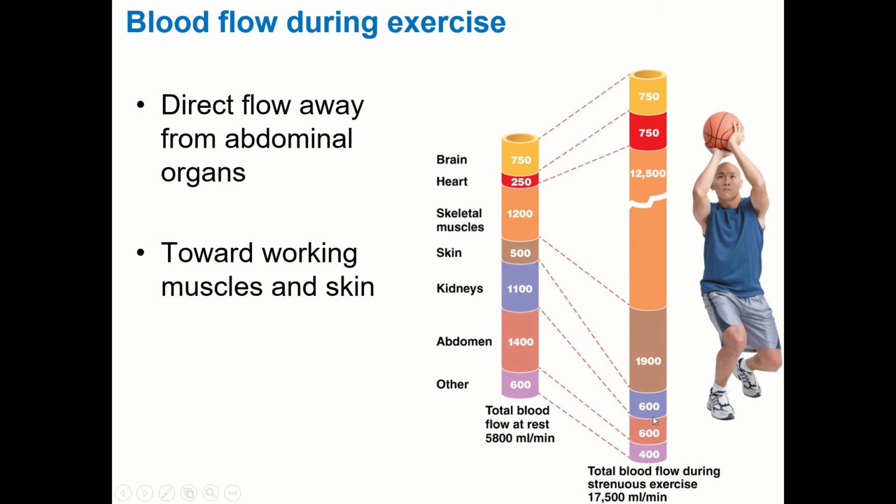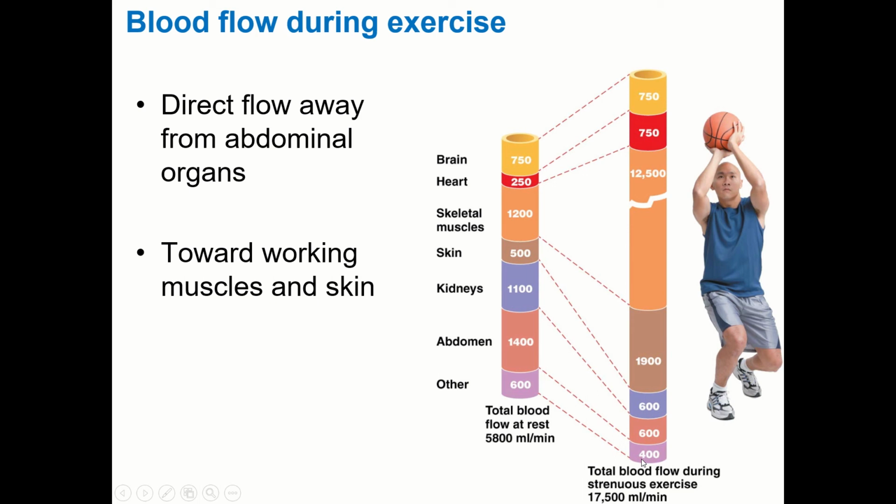And you can see where the big drop-offs occur. So we're going to cut blood flow to the kidneys almost in half. And then we're going to cut blood flow to the rest of the abdomen, so the liver, the stomach, etc., more than in half, right? And then whatever other is, we're going to cut that down too.